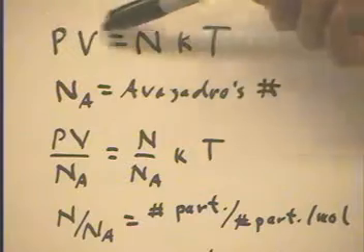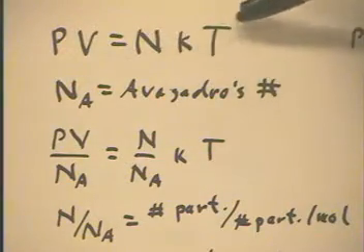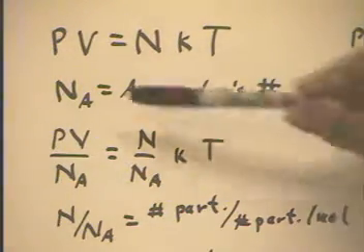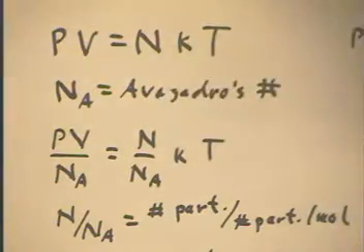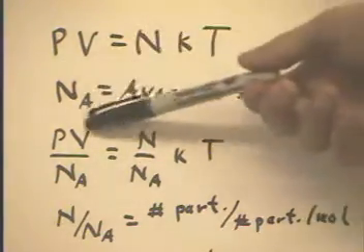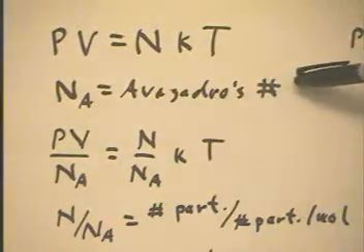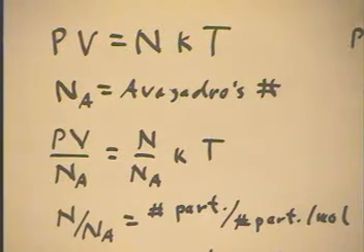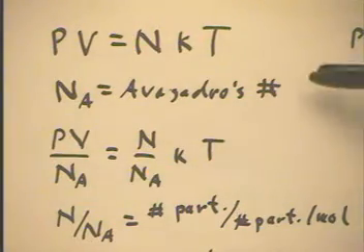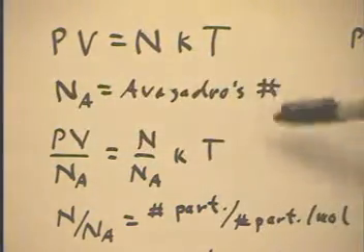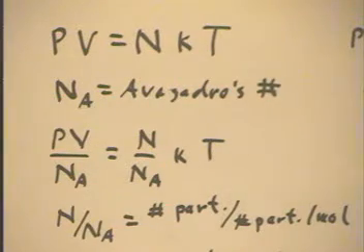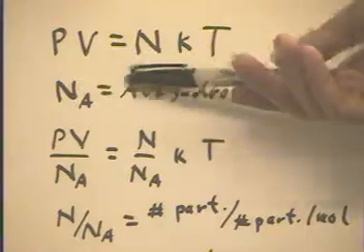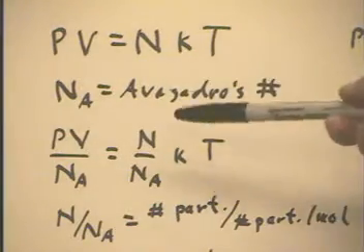Okay, now we see that PV equals big N times K times T, where big N sub A stands for Avogadro's number, which, as you know, is the number of molecules, particles, or atoms in a mole, depending on what kind of gas you have. We usually use this with gases. Actually, we use it with all kinds of substances in all states.